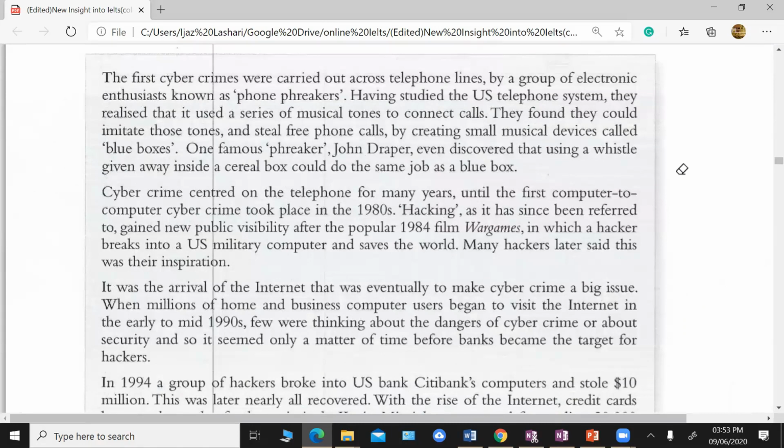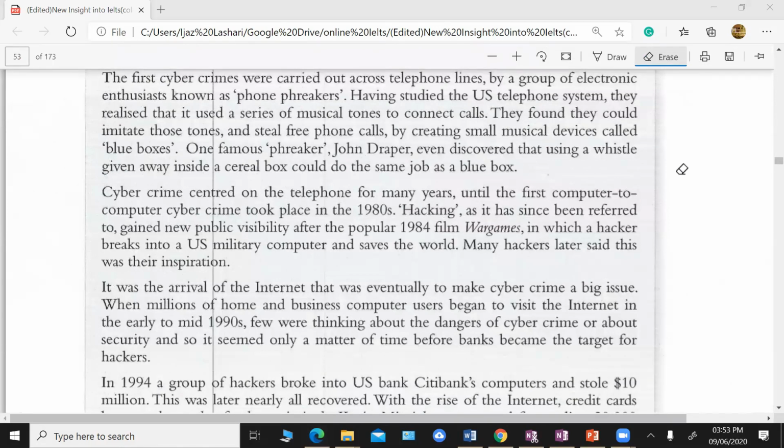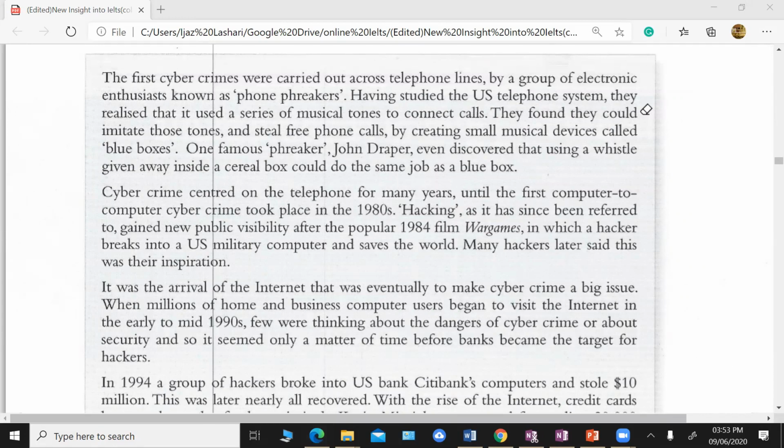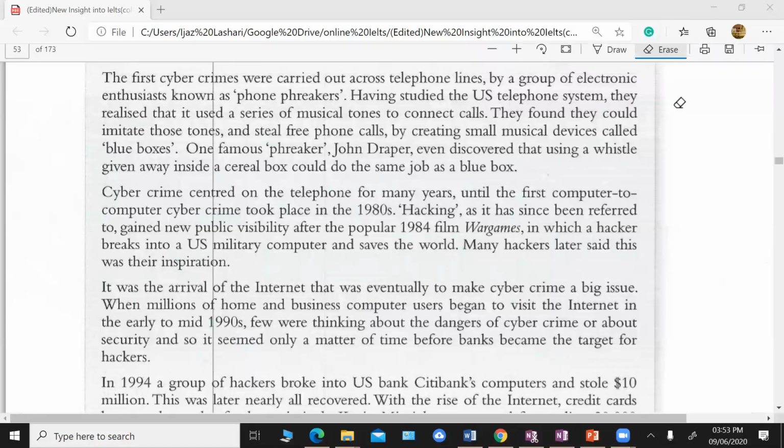Cybercrime centered on the telephone for many years until the first computer-to-computer cybercrime took place in the 1980s. Hacking, as it has since been referred to, gained new public visibility after the popular 1984 film War Games, in which a hacker breaks into a US military computer and saves the world. Many hackers later said this was their inspiration. It was the arrival of the internet that was eventually to make cybercrime a main issue, when millions of homes and business computer users began to visit the internet in the early to mid 1990s. Few were thinking about the dangers of cybercrime or about security, and so it seemed only a matter of time before banks became the target for hackers.